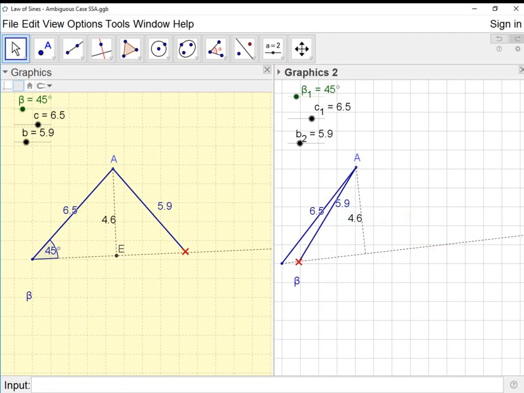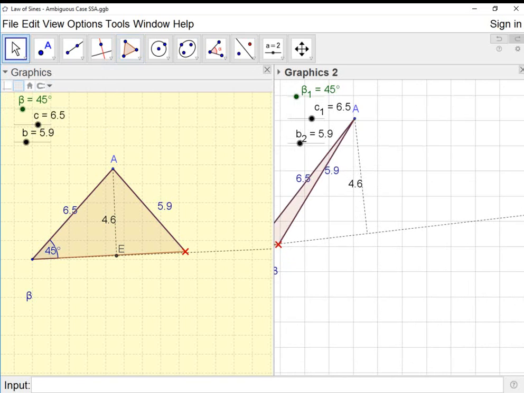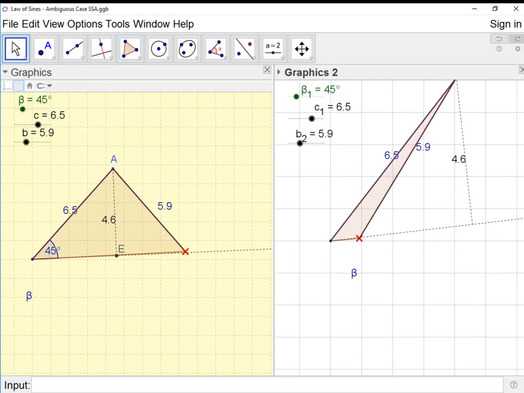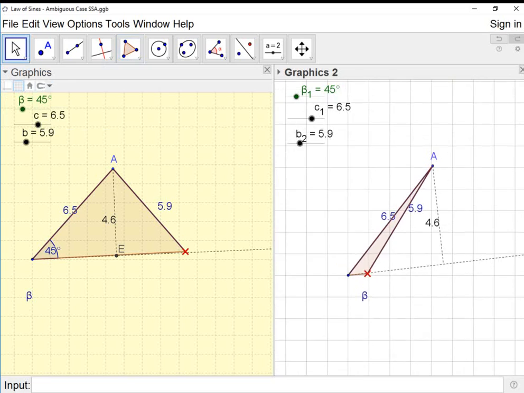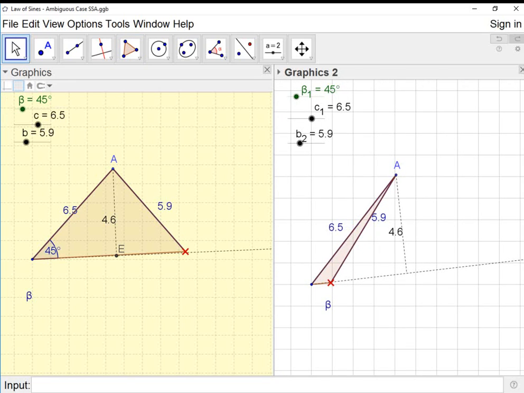Do you see that triangle? Right now we've got that triangle there, and over here I've got that triangle. When I look at this angle right here, where my cursor is, that's 45 degrees, just like that angle there was, right? Okay. I've got two sides of this little triangle over here that are 6.5 and 5.9.